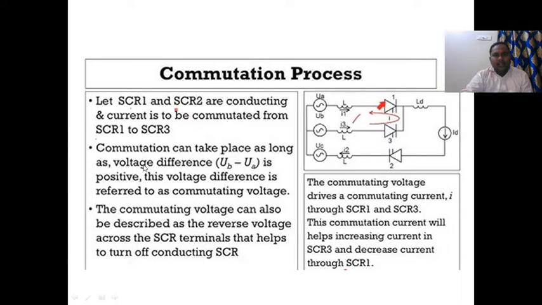Commutation can take place as long as there is a voltage difference of UB minus UA. The difference is in voltage levels. Here the voltages are taken as UA, UB, UC, for thyristors 1, 3, 2. When positive, this voltage difference is referred to as the commutating voltage. The commutating voltage can also be described as the reverse voltage across the SCR terminals that helps to turn off the conducting SCR. The commutating voltage drives the commutating current through SCR1 and SCR3. This commutation current will help increase the current in SCR3 and decrease the current through SCR1. So what is the commutation process? As already said, it is the current transferring from one valve to another valve.